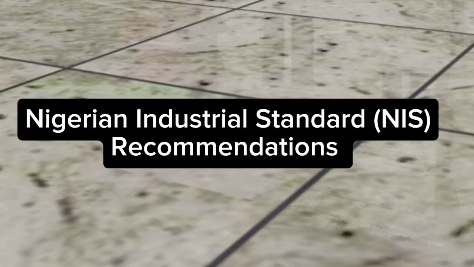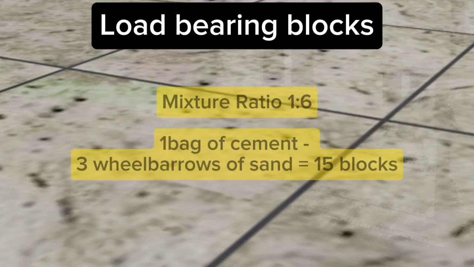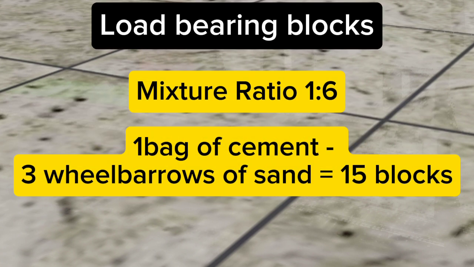According to what is recommended by the Nigerian Industrial Standards, load-bearing blocks are to be produced with a mixture of 1:6, and that is 1 bag of cement to 3 wheelbarrows of sand or 12 headpans of sand, and that is supposed to give you 15 pieces of blocks.